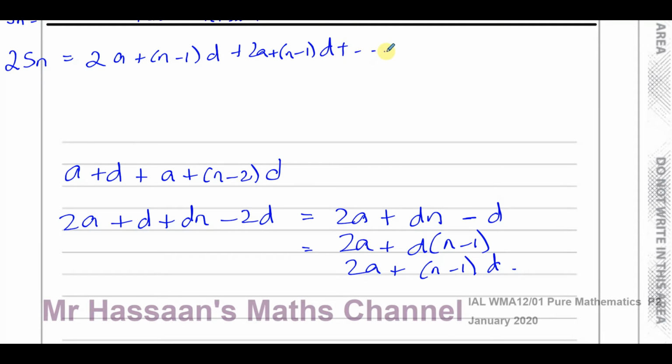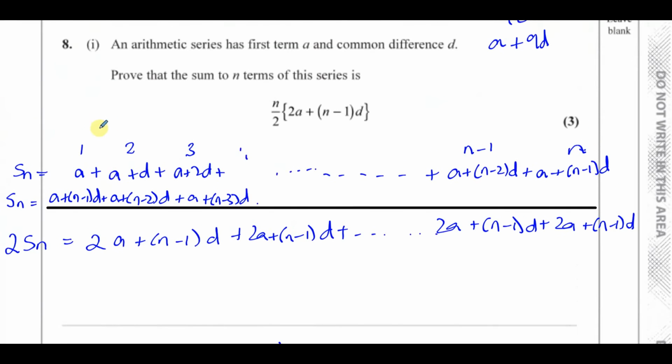And it will be the same all the way until the end. You'll have 2a plus (n minus 1) times d, and the plus 2a plus (n minus 1) times d. Okay, so that's what you're going to have here. And basically, you've got altogether n terms.